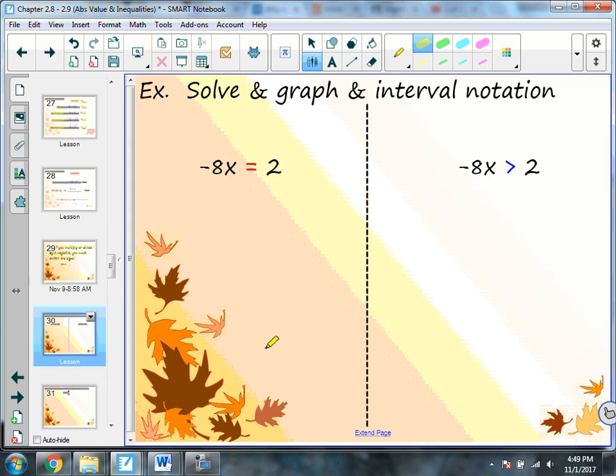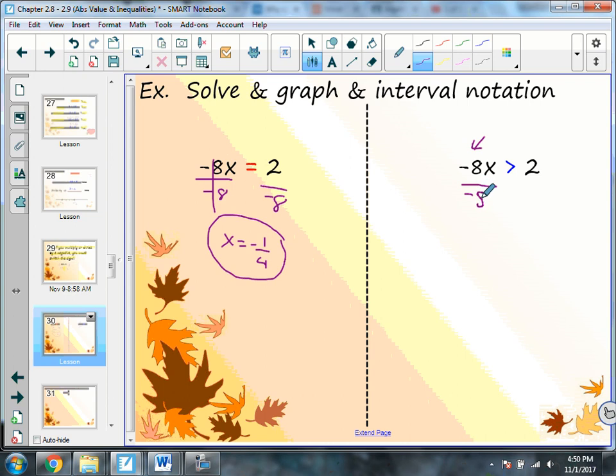All right. So when we're solving, that is what this looks like. If we were solving a normal equation, like the one on the left, negative 8x equals 2, you would just divide both sides by negative 8, and you'd get x equals negative 1/4, because you do have to reduce that fraction there. Easy peasy. But now that we have an inequality, we have to consider the repercussions of working with a negative number. So I'm going to divide by negative 8.